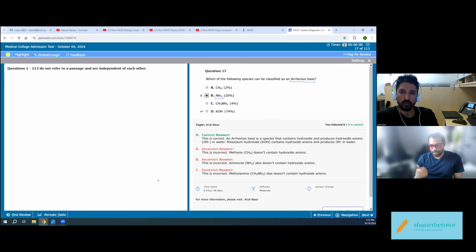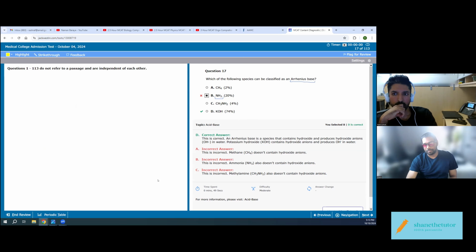So NH3 can be a Lewis base. It could be a Bronsted-Lowry base as well, but it can't be an Arrhenius base because it does not produce hydroxide. But KOH just dissociates into K plus and OH minus, and that's what an Arrhenius base does. So that's why it'll be D.